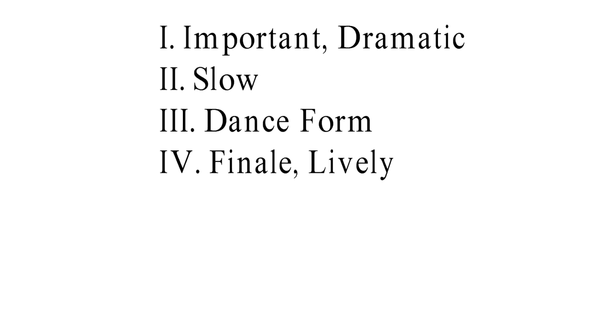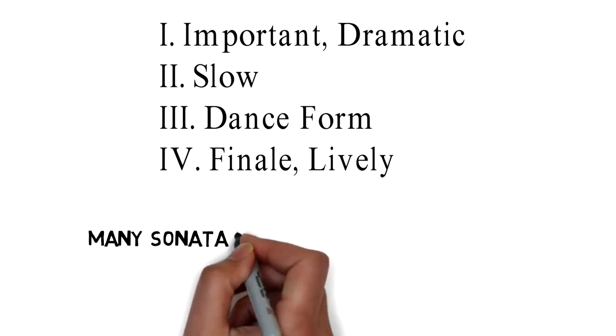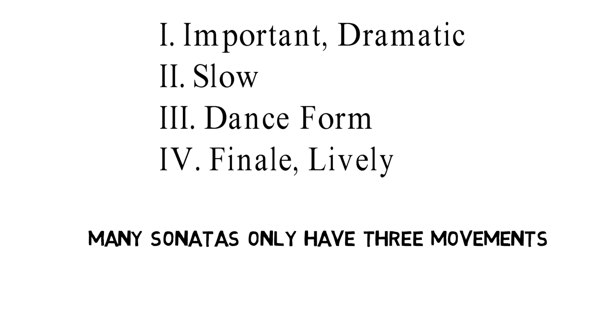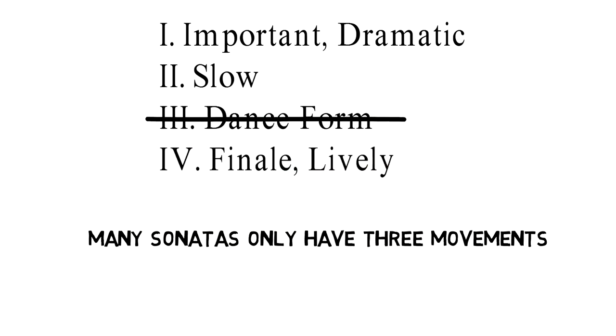Now, I said that this is the full-sized sonata, but many piano sonatas, chamber sonatas, and concertos only have 3 movements. This is because they often exclude the dance movement, because the dramatic first movement, slow middle movement, and the lively finale provide enough great material on their own. So we'll look at these 3 kinds of movements first, and then look at the dance movement and other rarer forms that can appear in the sonata.